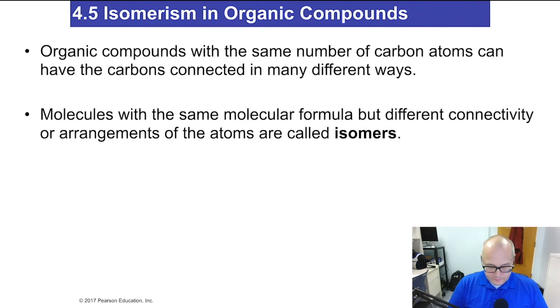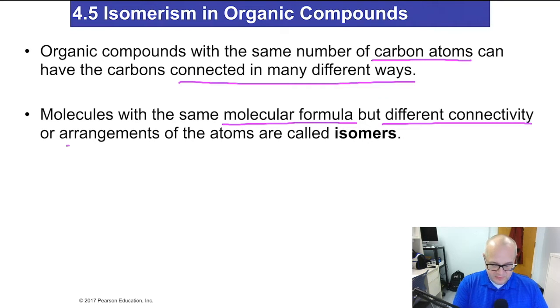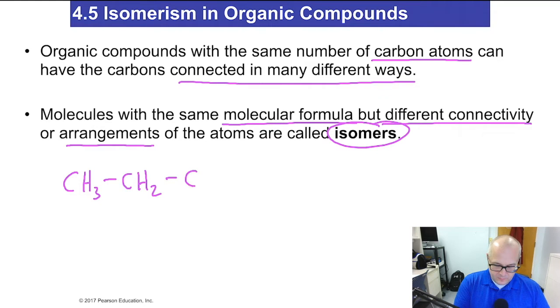All right. Organic compounds with the same number of carbons can have the carbons connected in many different ways. Molecules that have the same molecular formula but a different connectivity, or in other words arrangement, those are called isomers. Now let's see an example of this. So that has a molecular formula C4H10. We could have drawn this molecule like this.